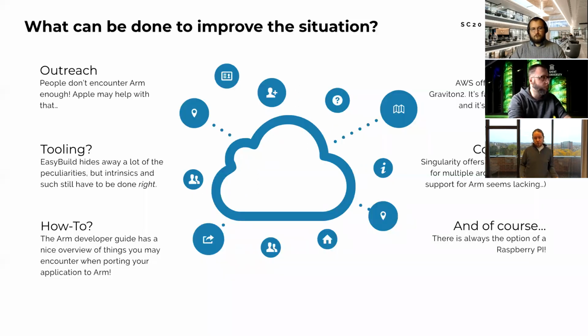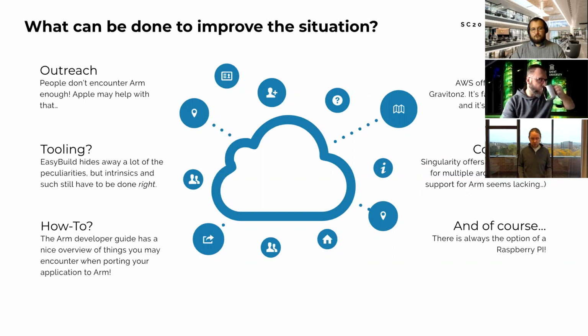So then, how do we improve the situation? Well, outreach, just to get the name out there. Getting ARM familiar to people will definitely help, and Apple will certainly make that happen as they start shipping ARM in their MacBooks. Tooling will help, using EasyBuild, either directly or indirectly by supporting EasyBuild, will help in making sure that software works on ARM. And of course, the developer guide from ARM is fantastic.